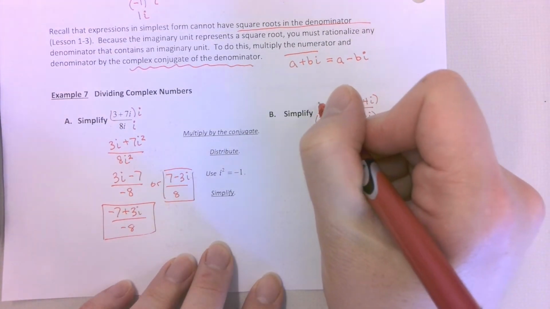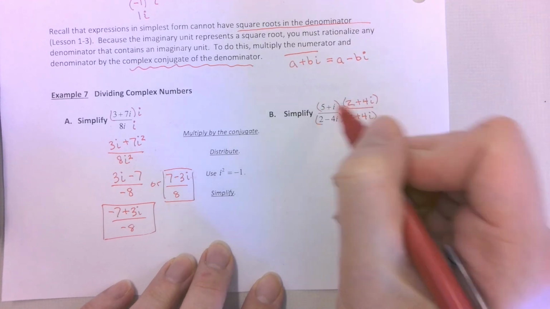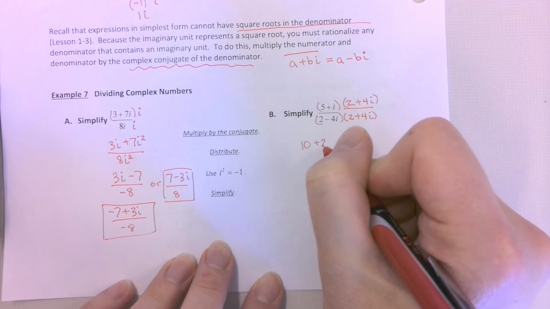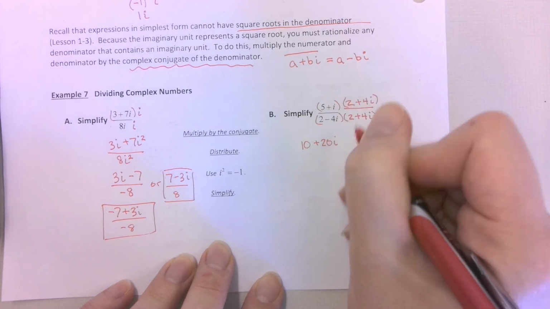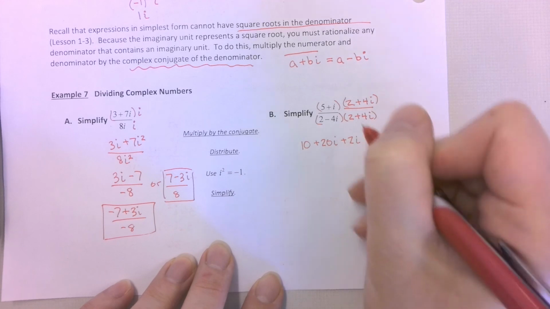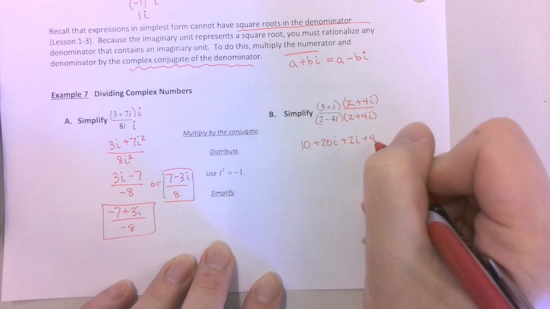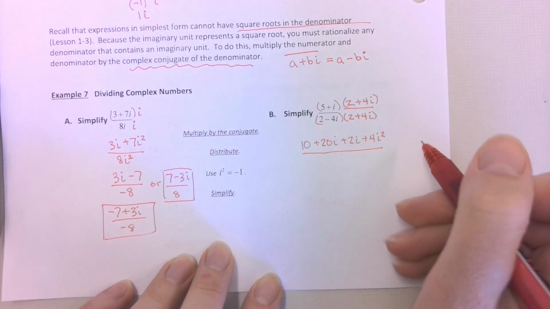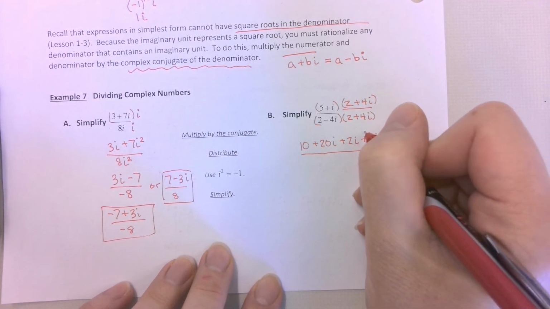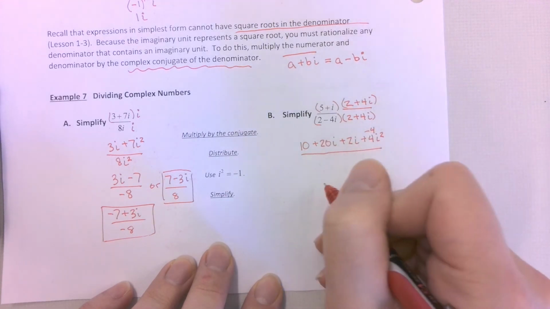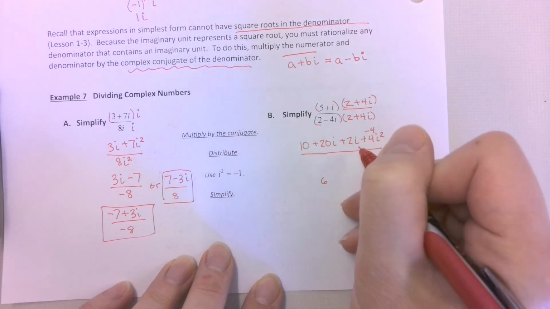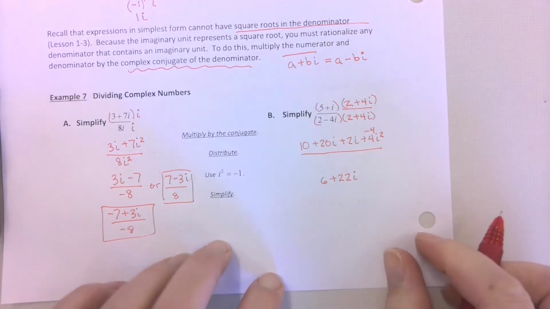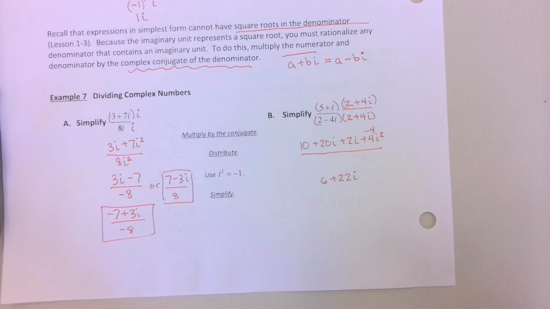Okay, so this takes a little bit of time. We have to FOIL the top. So 5 times 2, we get our 10. We get the outside of a 20i. We get the inside of 2i. And we get last a positive 4, but it is i squared. Now, I like to just continue with the top, so I'm going to go ahead and clean that up. 4i squared becomes a negative 4. So 10 and negative 4 is 6. 20i and 2i is 22i. So I've cleaned up my top, I've gotten rid of any of the i squareds.